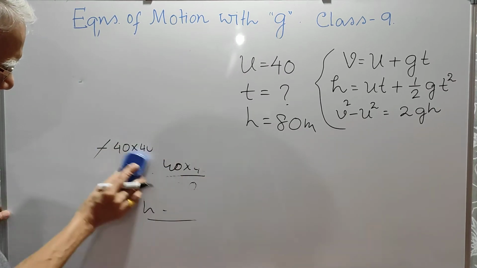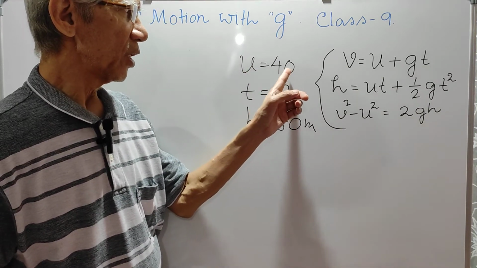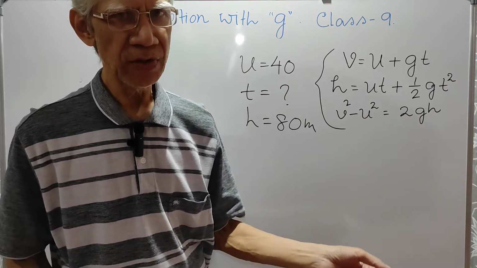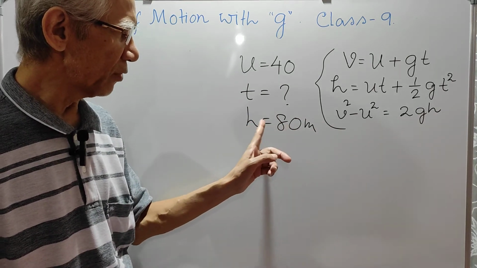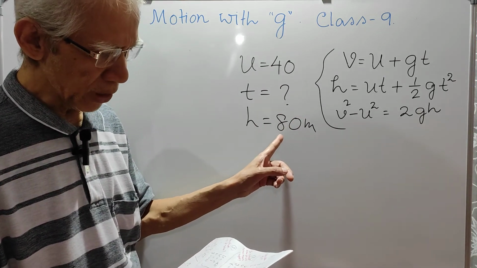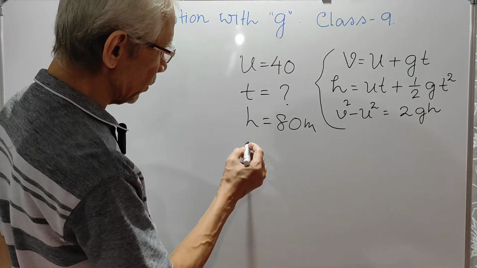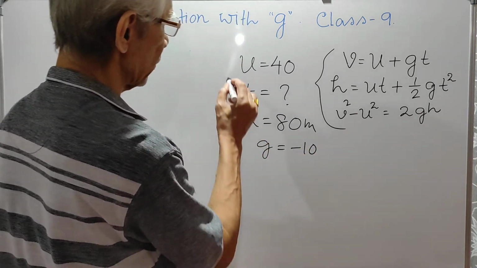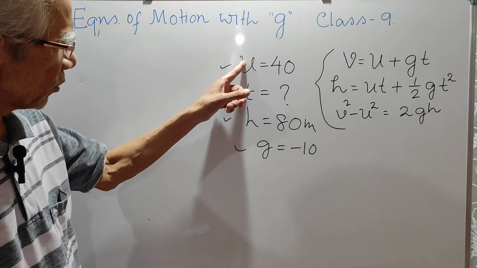So what is the question? See, again, a body is thrown vertically upward with a velocity 40 meter per second. So that is the initial velocity. Now the question is, in what time, after how many seconds will it reach a height of 80 meter? So U is known, H is known, T is not known, and obviously G is known. So this is known, this is known, this is known. Only this thing is unknown.